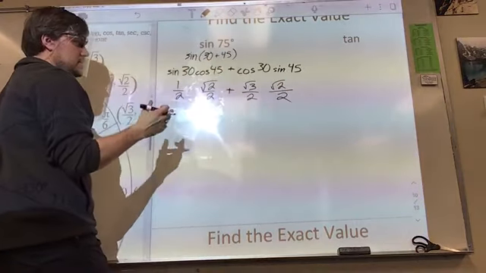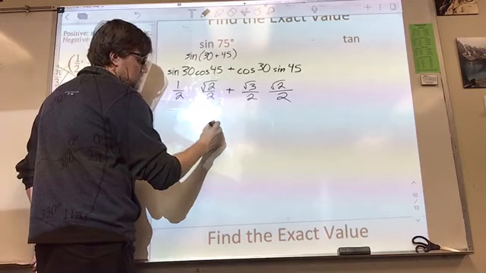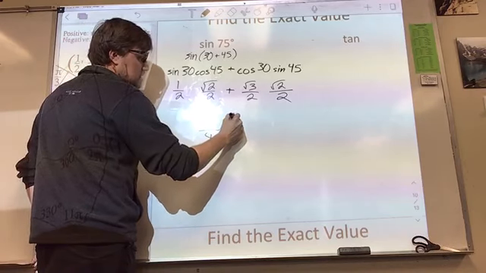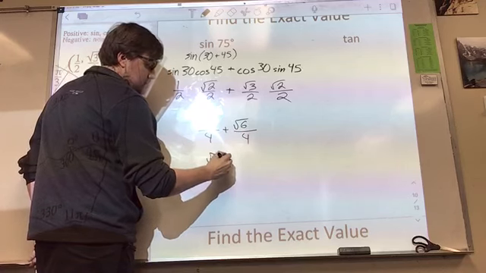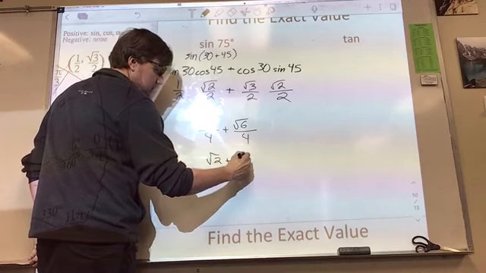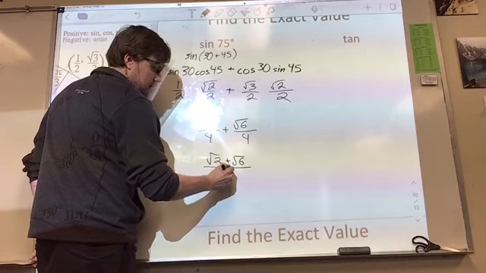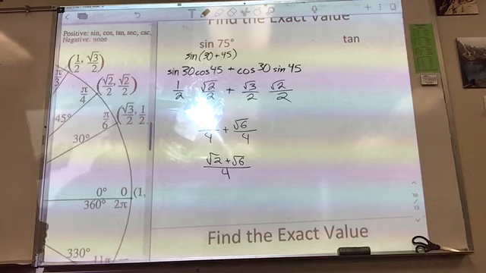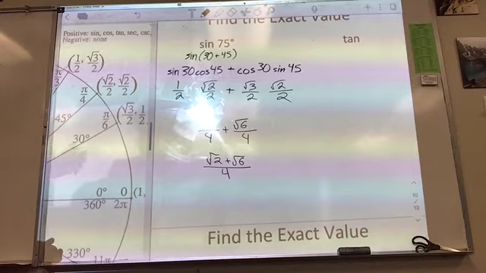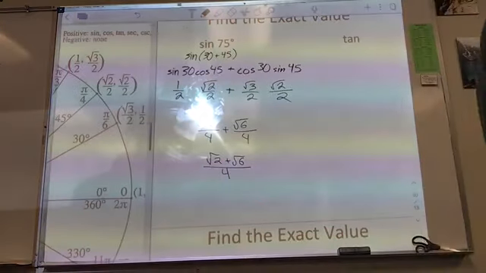And again, this will look very similar to all our other answers. Root 2 over 4 plus root 6 over 4. So root 2 plus root 6 over 4. Should be pretty simple because we know how to read the unit circle and we know how to plug stuff into a given formula. Any questions on that? Still think we can do that? I think we can.